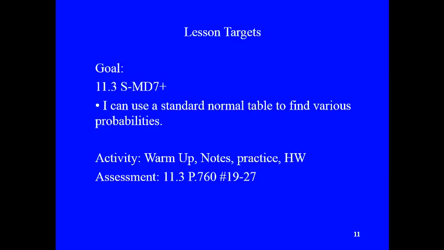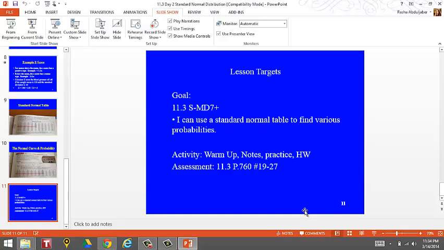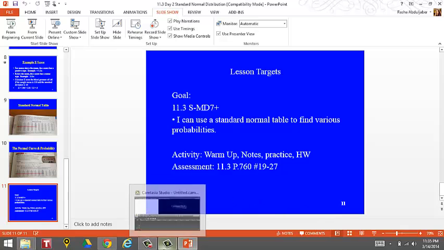So I hope that helps, and we hit our target, which is using the standard normal table to find various probabilities by looking at the z values or z-scores. Thank you. Your assessment is page 760, problems 19 to 27. Thank you.